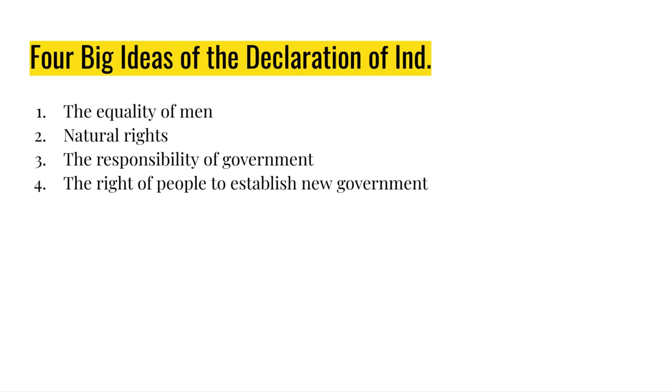Now, when all these parts are looked at together, we see that Jefferson presents four big ideas in the Declaration. First, the equality of men. Second, natural rights. Third, the responsibility of government. And fourth, the right of people to establish new government. Now let's look at each of these a bit more closely.